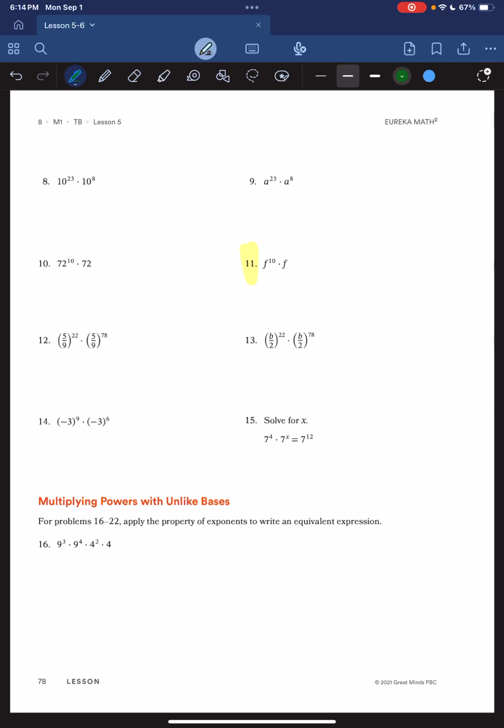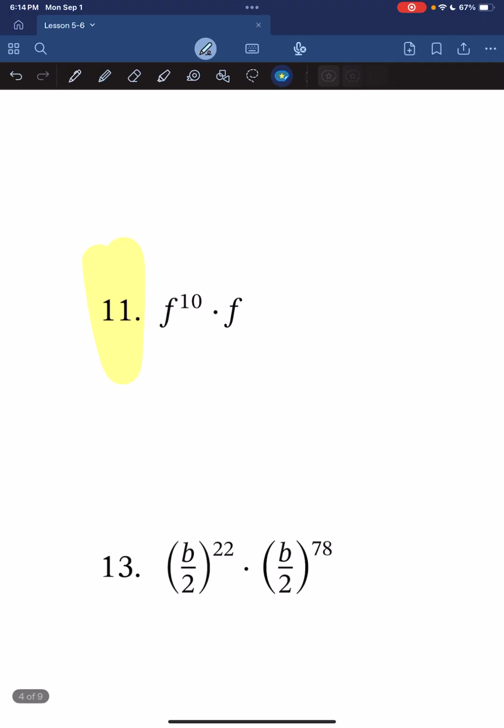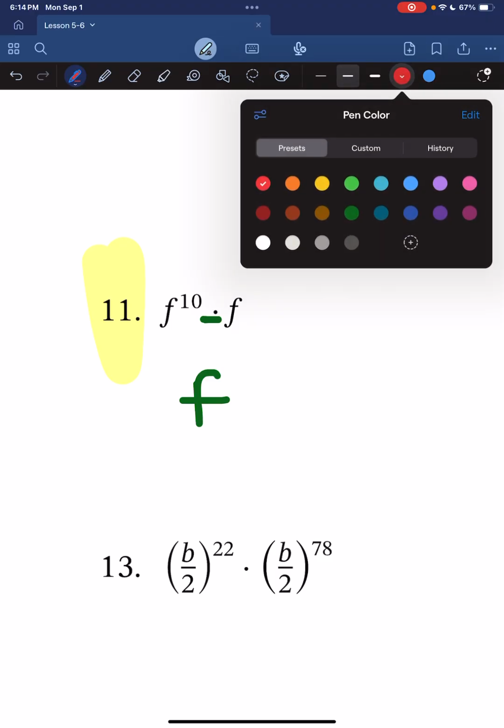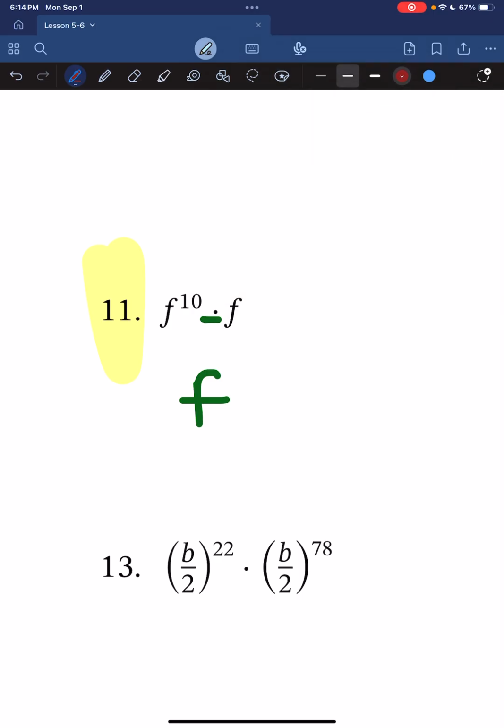On number 11, I see that this one has F and F. So our base is F. We know that the base is going to be F. We also see that they are multiplying in between. So we know we're going to add the exponents, but there's only one exponent. So anytime you have a base with no exponent, there's always an imaginary little number 1 there. So keep that in mind, that if you don't see an exponent, you can just assume that there is a 1 there. So this would be f to the 10 plus 1. That's one equivalent expression. And then the other one would be f to the power of 11.